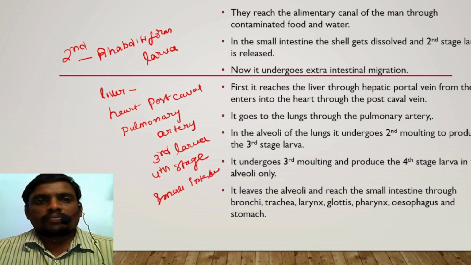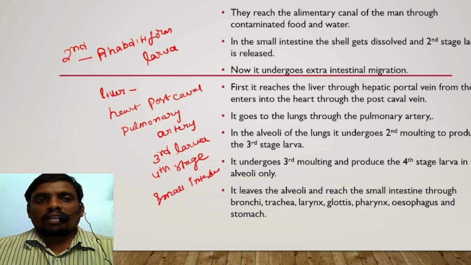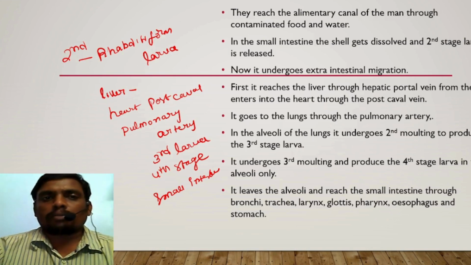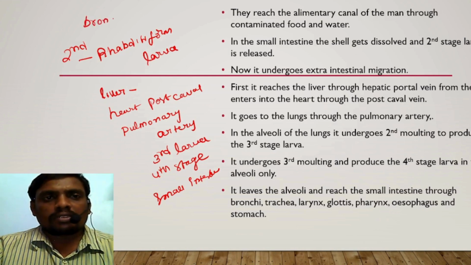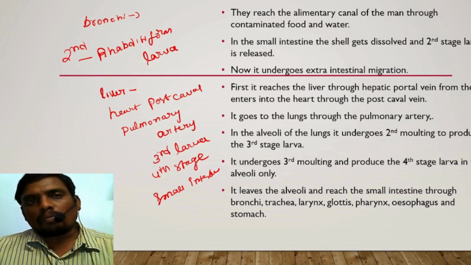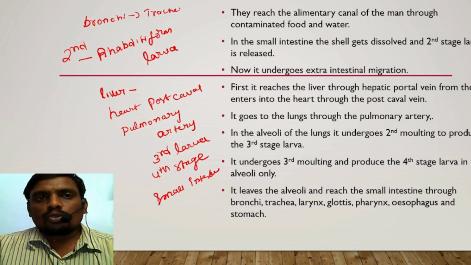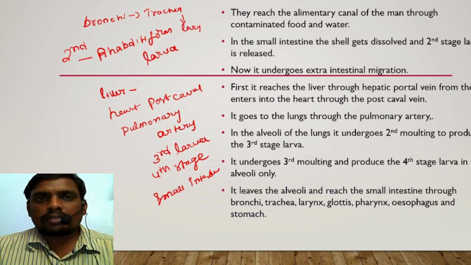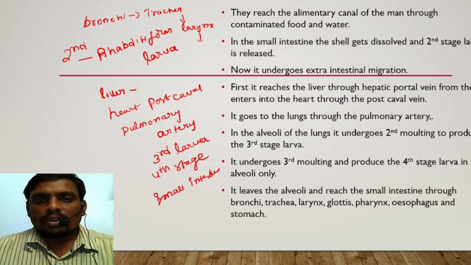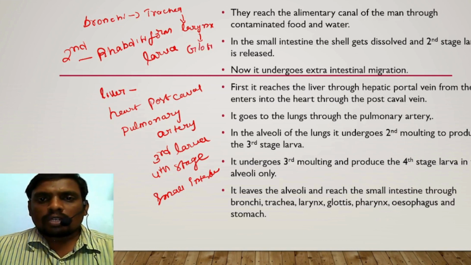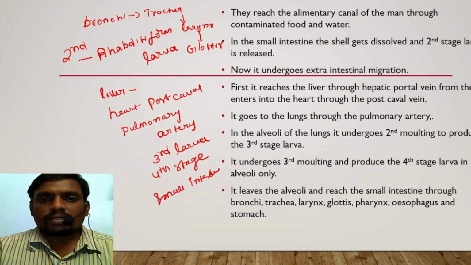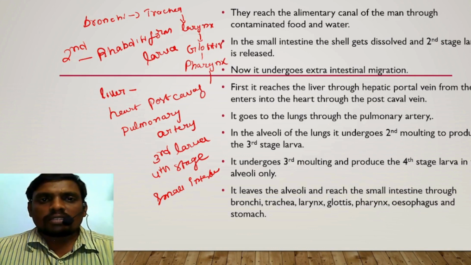How does it reach the small intestine? Through the bronchi of the lungs. From the bronchi to the trachea. Through the trachea, it enters the larynx. Through the larynx, it enters the glottis. Through the glottis, it reaches the pharynx. Through the pharynx, it goes into the esophagus. From the esophagus, it enters the stomach.